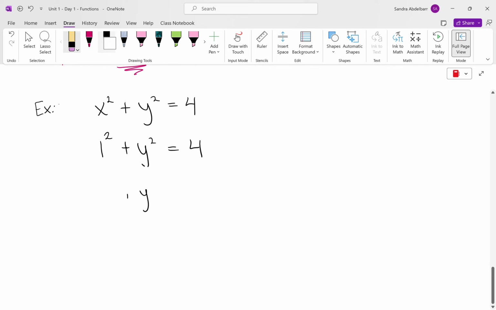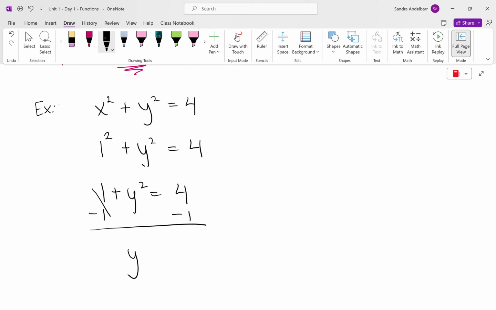One squared is 1. 1 plus y squared is equal to 4. We now need to solve for y. Who remembers how we solve this for y? What should I do first? Subtract 1. Yeah, we're going to subtract 1 on both sides. And then when I subtract 1, I'm going to have y squared is equal to 3.